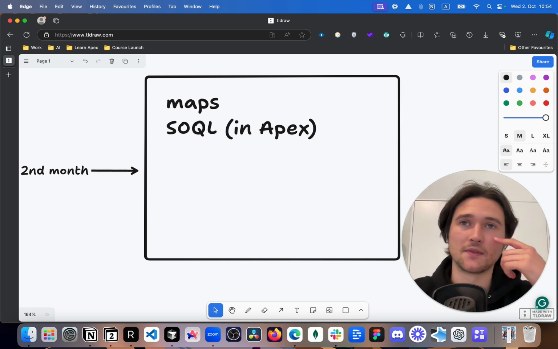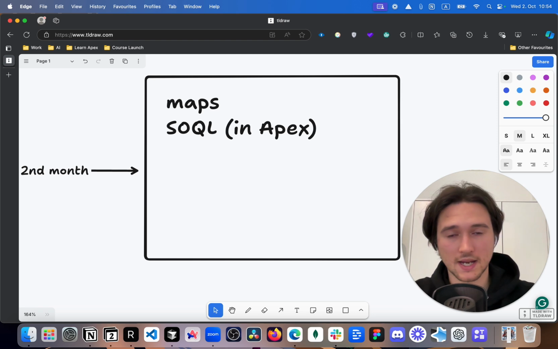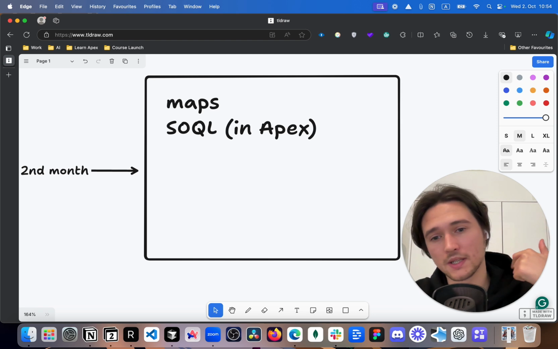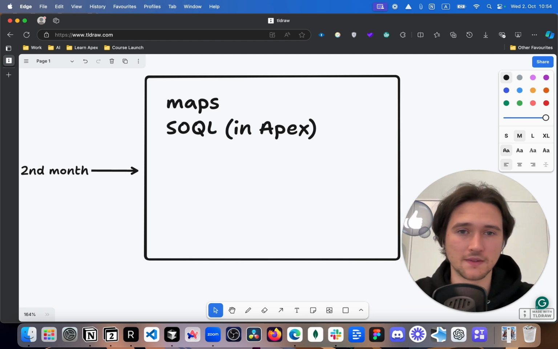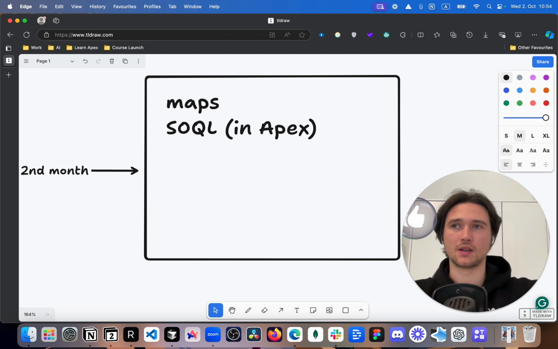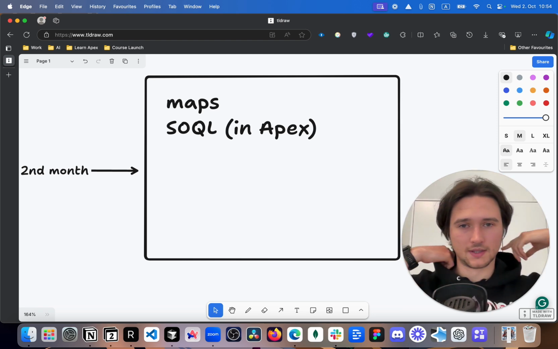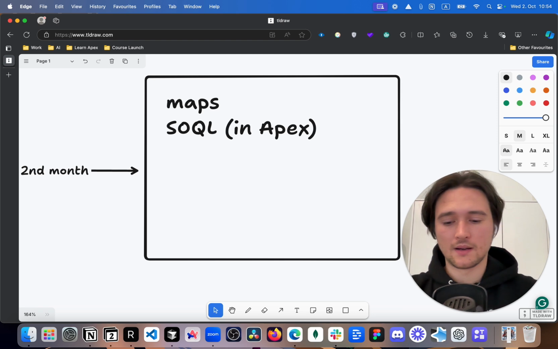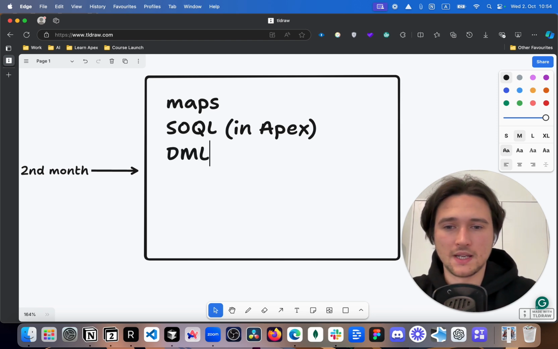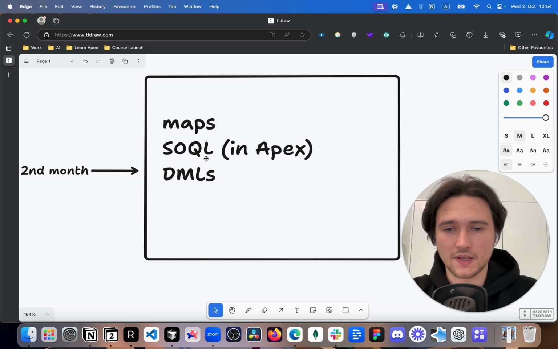What I mean by that is that, for example, you can have a SOQL query, and the return of the SOQL query can be one record, it can be a list, you can also use it within a map, right? So you can put a list into a map, all these types of things. And then we have DMLs, right? So we have DMLs.